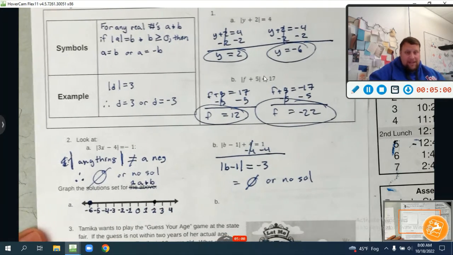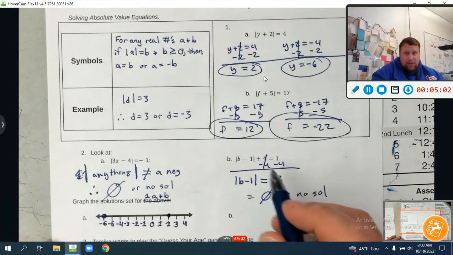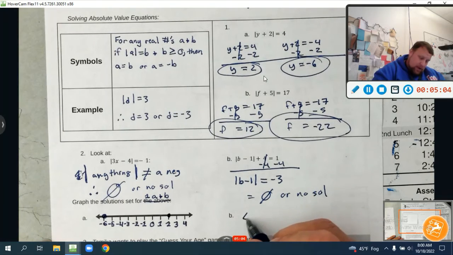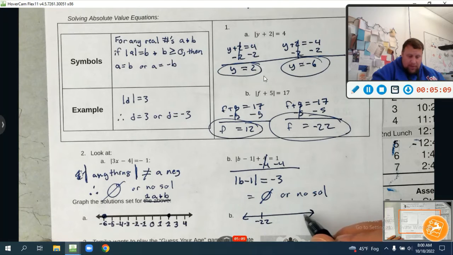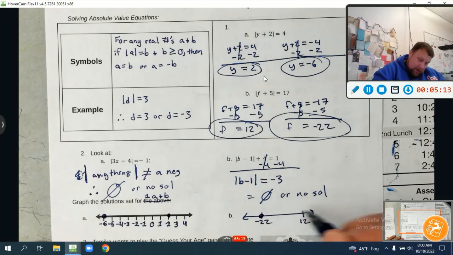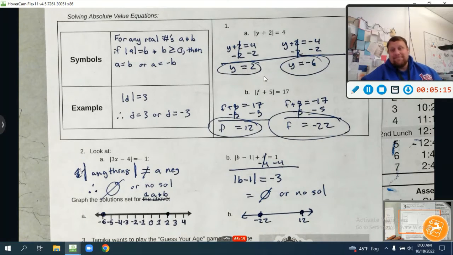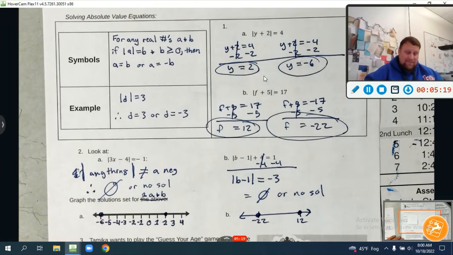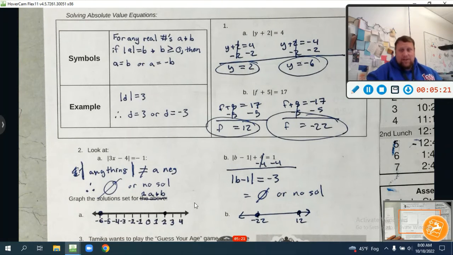Which is why I will never give you a graph like this. Here's what I'm instead going to ask you to do. So for B, the solution is 12 and negative 22. So on a number line, on the left would be negative 22, numbers in between, and positive 12. And we would put a dot on them. That's really all I need. Those are the numbers I care about, right? I understand you understand there are numbers in between.